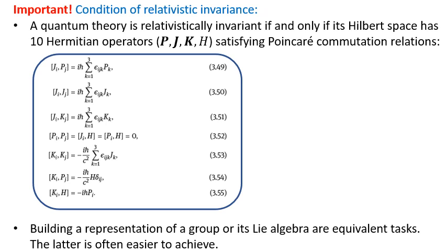In what follows, when we talk about building a unitary representation of the Poincaré group, we actually mean constructing 10 Hermitian generators with the above commutators. These are actually two equivalent tasks, but constructing 10 operators is definitely easier than finding an infinite number of unitary representatives of the group elements.